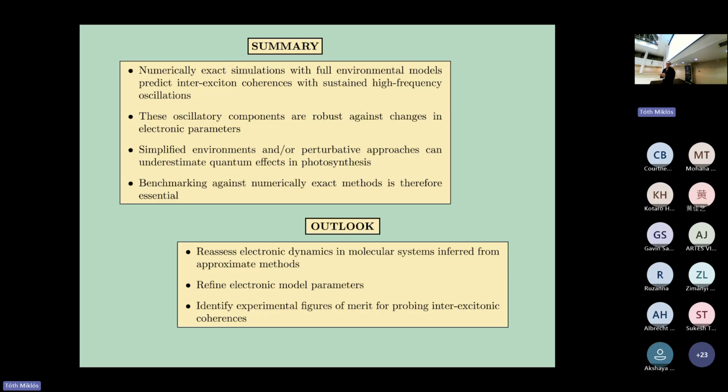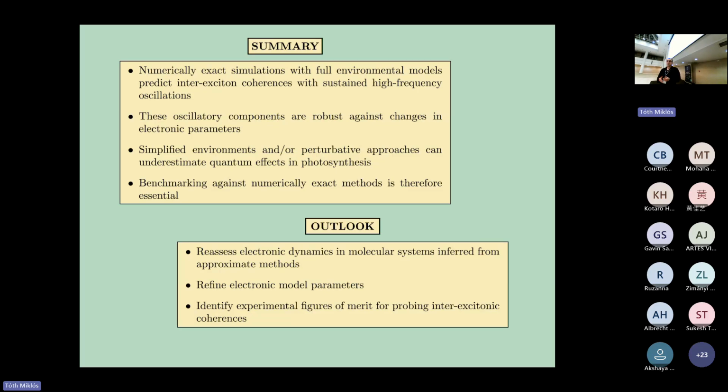So I hope that I convinced you that one has to be careful when simplifying environmental structure, even in numerically exact simulation. Considering the full environmental structure has a deep impact on electronic dynamics, even at the level of estimation of electronic parameters. Then, if we simulate electronic energy transfer in a numerically exact manner with the microscopic Hamiltonian model that we have constructed so far, we see high frequency components that have oscillatory behavior on a picosecond timescale and that are perfectly robust against static disorder and even bigger variation of electronic parameters.